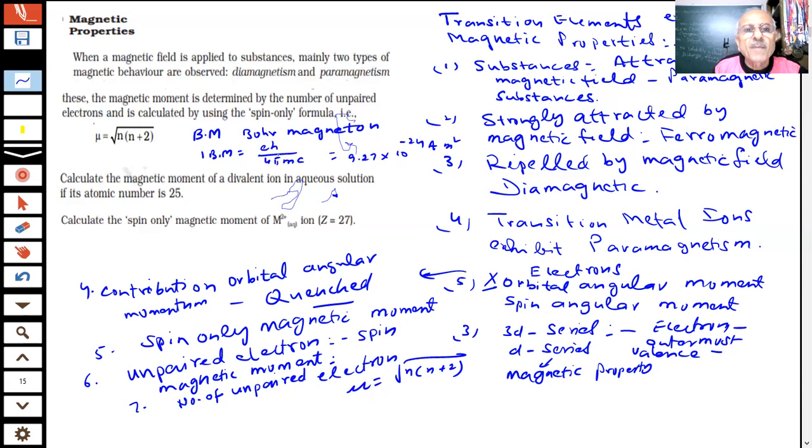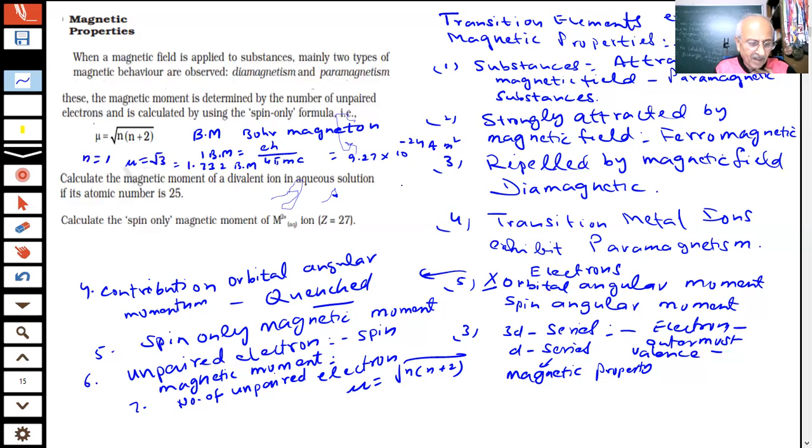Let us put the values and see in Bohr magneton. If n is equal to 1, supposing, then what is the value coming? Mu is equal to root of 1 into 2 plus 1, which is root 3. We know the value of root 3 is 1.732 Bohr magneton. Therefore, we can calculate the magnetic properties by knowing the number of unpaired electrons.